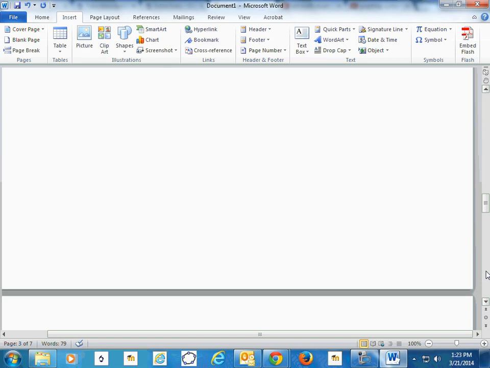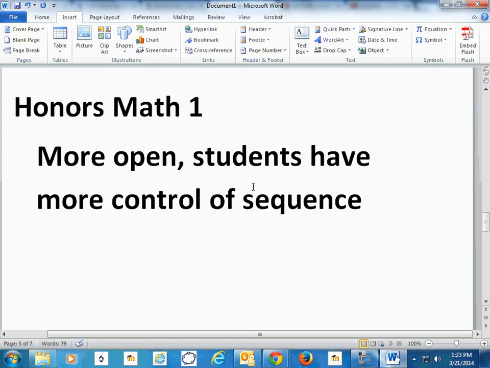If you don't want to do that, maybe the Honors Math 1 would be the one to go to, because that one's more open. You don't have to, in so many places, get a certain percentage to open up the next thing. So students in there are more free, but they often know that sequence can be important.